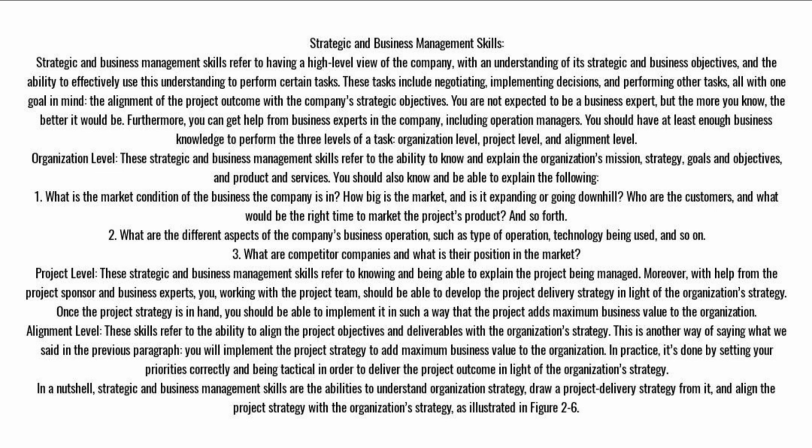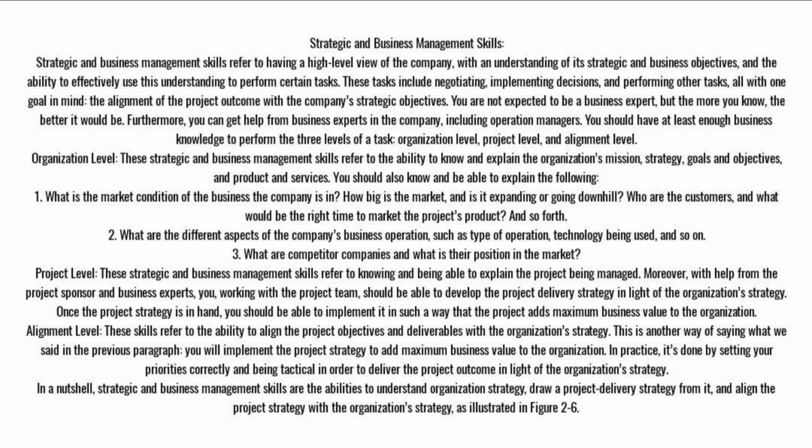Alignment level. These skills refer to the ability to align the project objectives and deliverables with the organization's strategy. This is another way of saying what we said in the previous paragraph. You will implement the project strategy to add maximum business value to the organization. In practice, it's done by setting your priorities correctly and being tactical in order to deliver the project outcome in light of the organization's strategy.